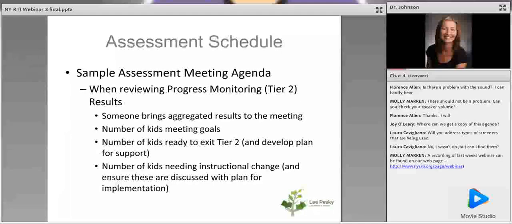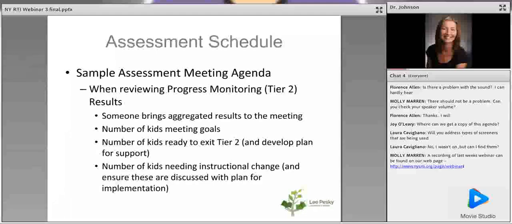Okay. When we look at progress monitoring results, it's the same thing, right? So our agenda can be really straightforward. Someone brings aggregated results to the meeting, and then we just do a quick review of the number of kids who are receiving Tier 2 intervention. Of that number of kids, here are the number of kids who are on track. They're meeting their goals, right? Their progress looks good. Here are the number of kids who have met and exceeded and sustained their goals and are ready to exit Tier 2, right?